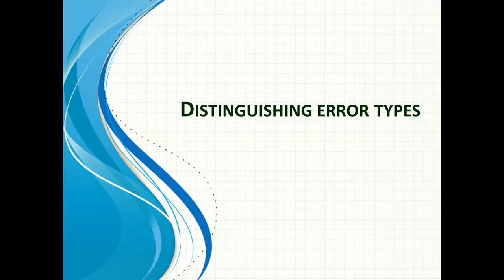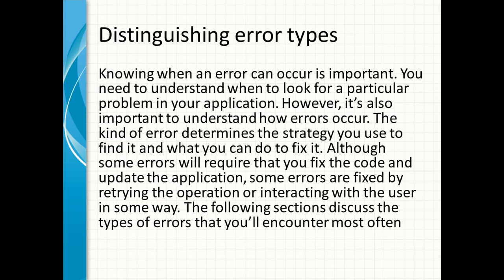Our lesson for today is distinguishing error types in Java. Knowing when an error can occur is important. You need to understand when to look for a particular problem in your application. However, it's also important to understand how errors occur. The kind of error determines the strategy you use to find it and what you can do to fix it.